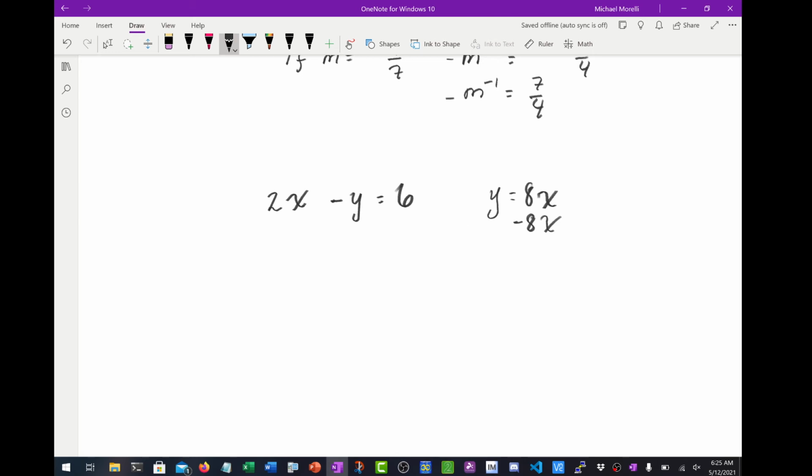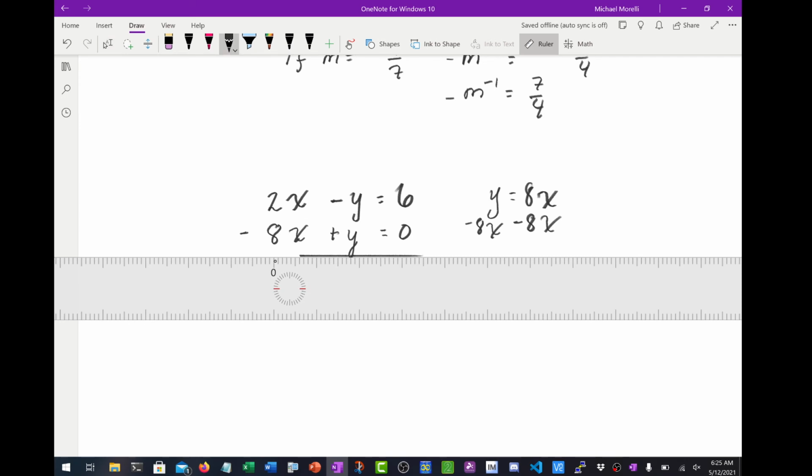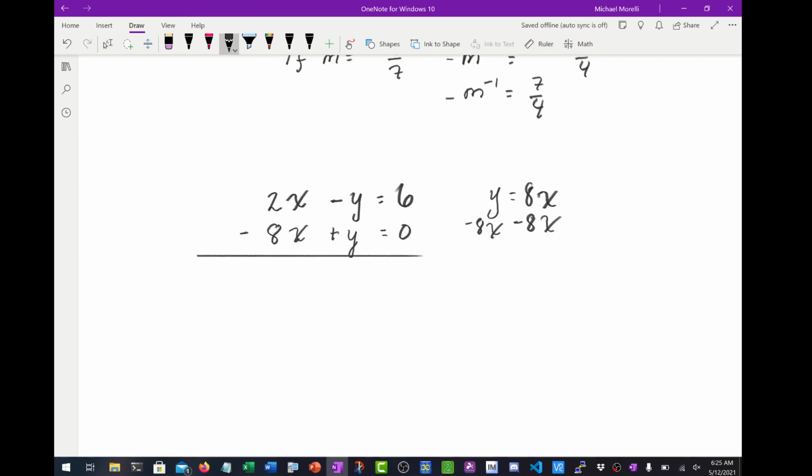Subtract 8x from both sides here. And then I'll write that here. I've got negative 8x plus y equals 0. Now I can directly eliminate the y's by adding. And so this is elimination by addition.